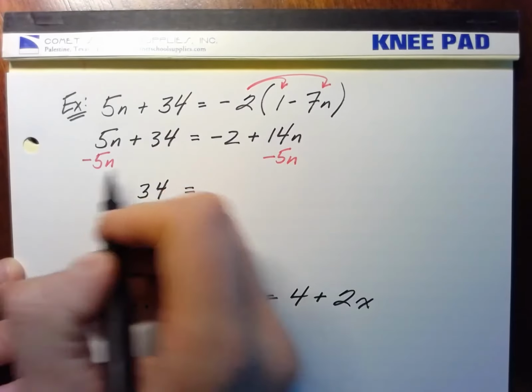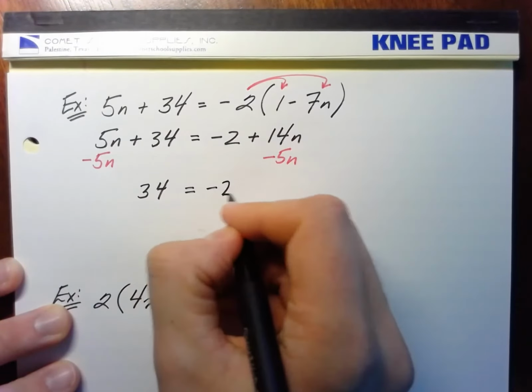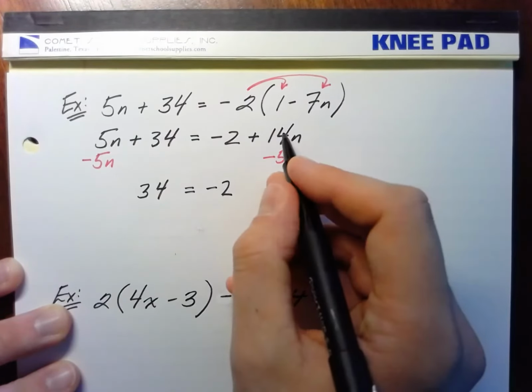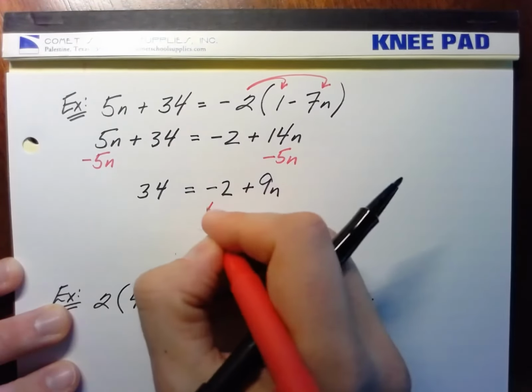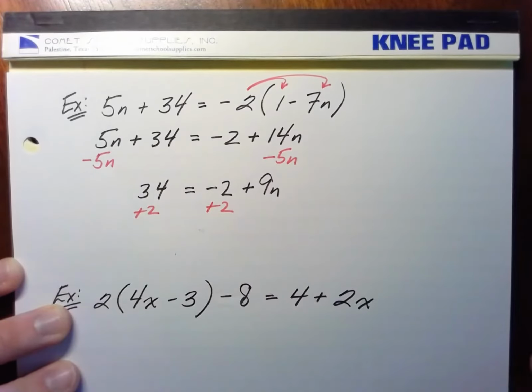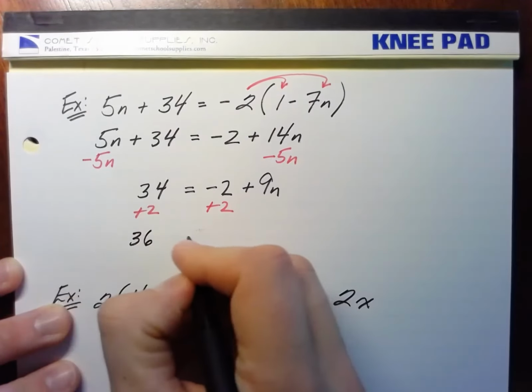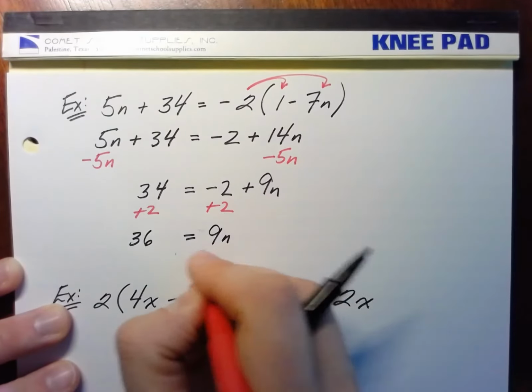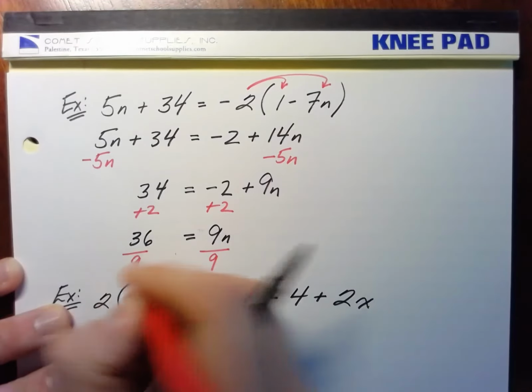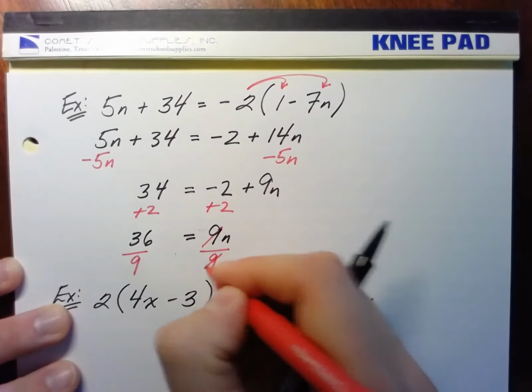The n's go away. I'm just left with 34. I haven't touched the -2 yet, and 14 minus 5 is 9n. And now I can add 2 and get 36, and some of you may already see where this is going. And now I just need to divide by 9. Of course, those go away. 36 over 9 is 4, and over here we just have n. Okay.